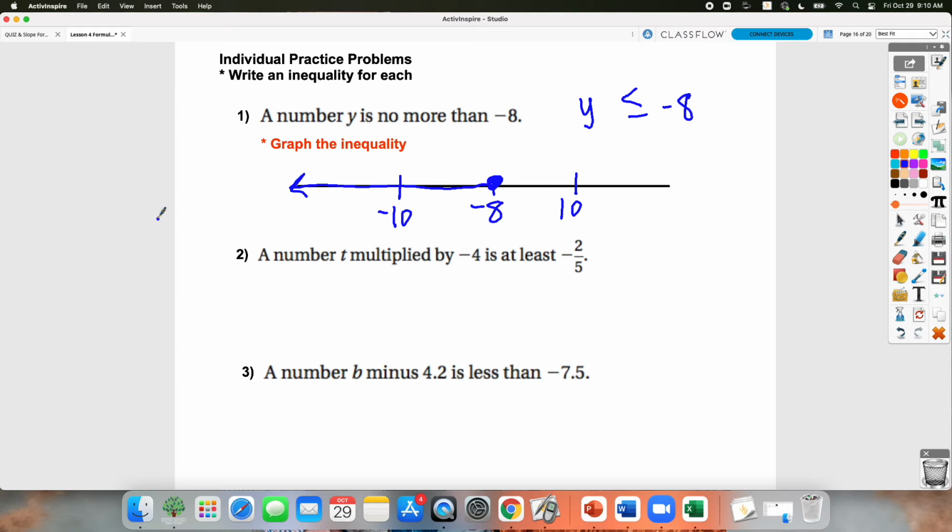All right, guys. On number 2 and number 3, you don't have to graph, obviously, because there's not any kind of number line. So all you're doing on number 2 and number 3 is just translating those words into an inequality. So I'm going to give you all 1 minute to translate both of those. You can talk with your groups to check.